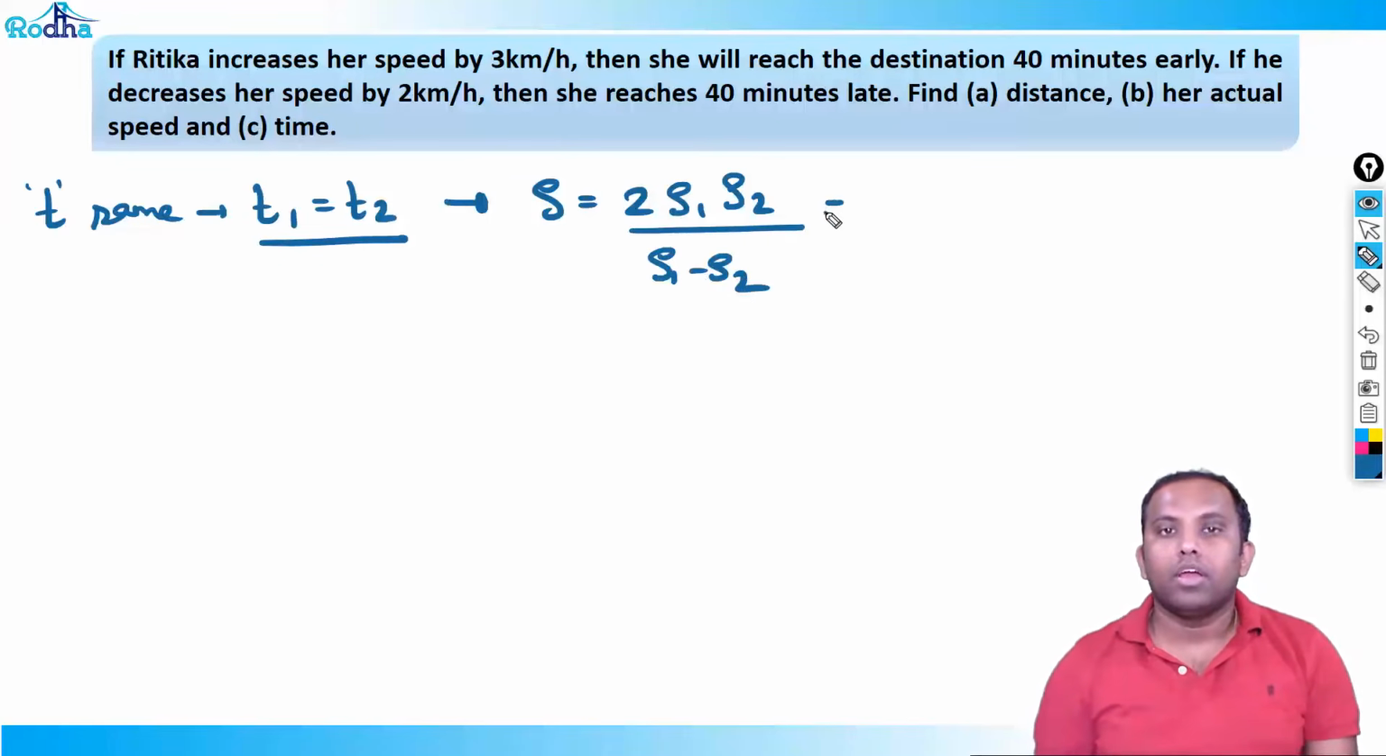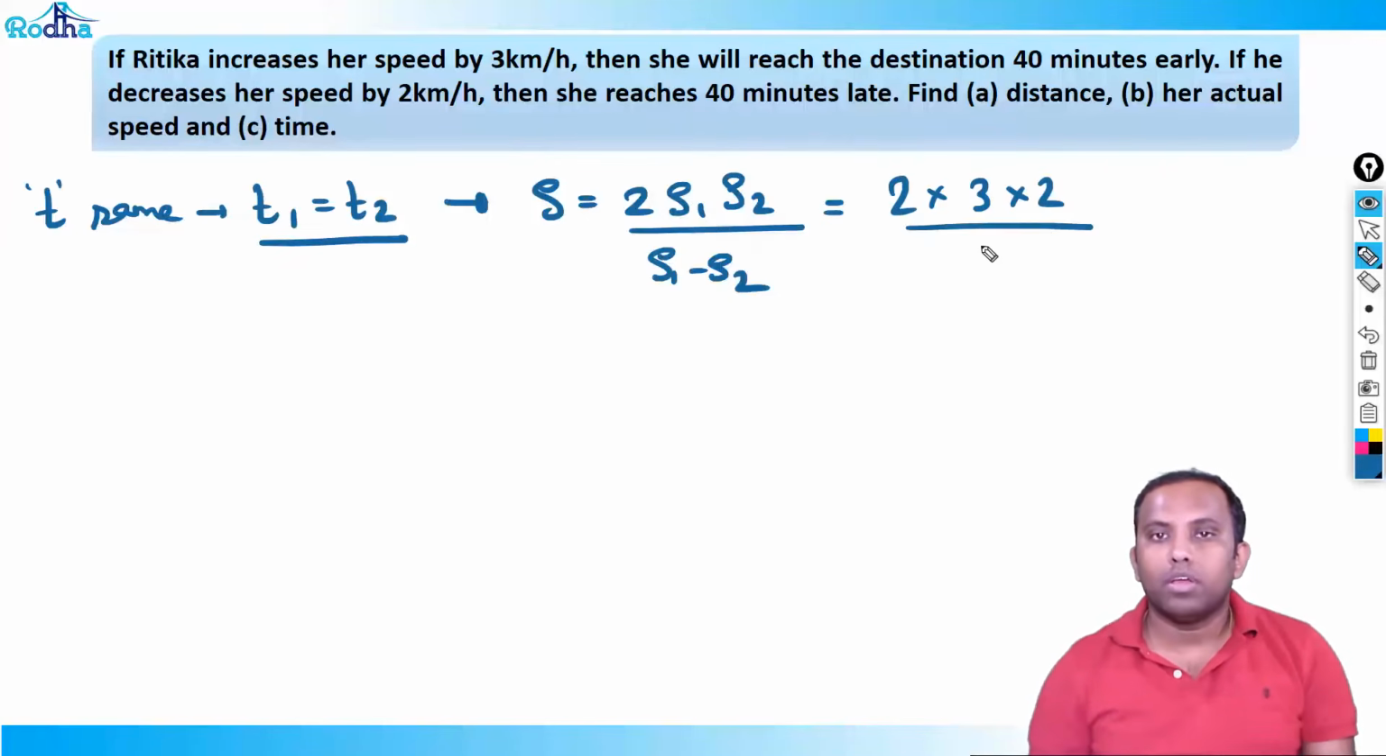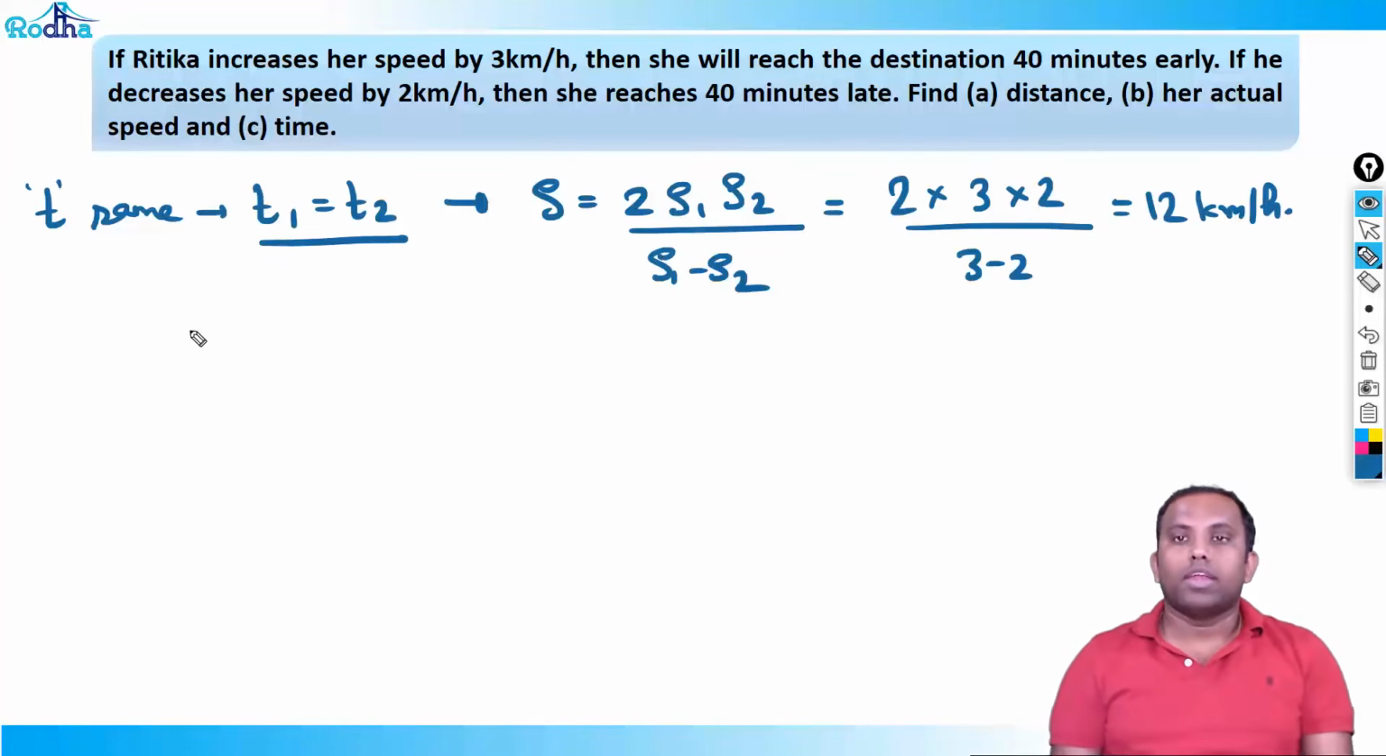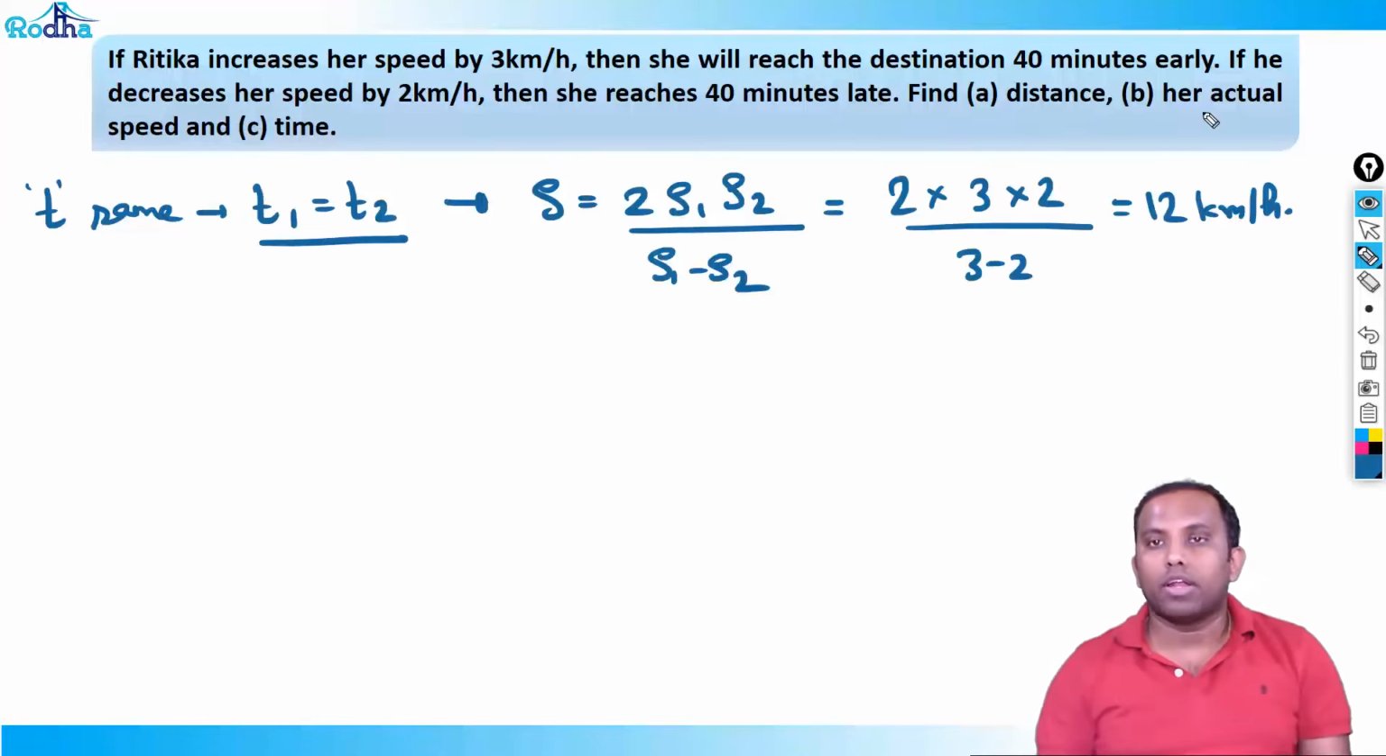What is S1 S2 here? So twice of 3 into 2 upon 3 minus 2. So you'll get S is equal to 12 km per hour. So her actual speed is got. What is her actual speed? 12 km per hour. Correct?